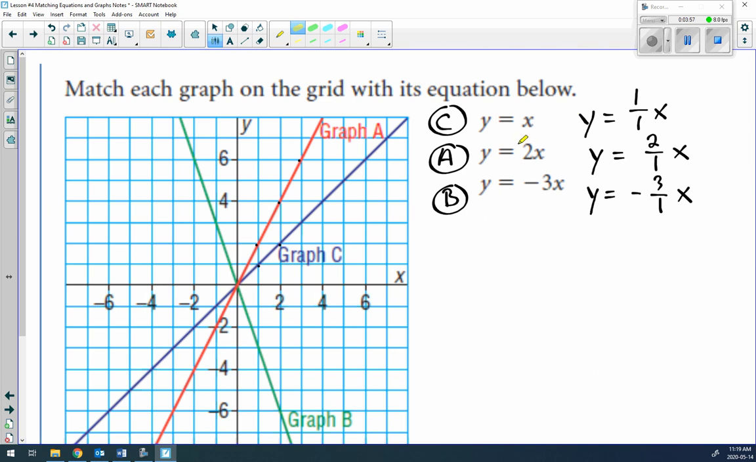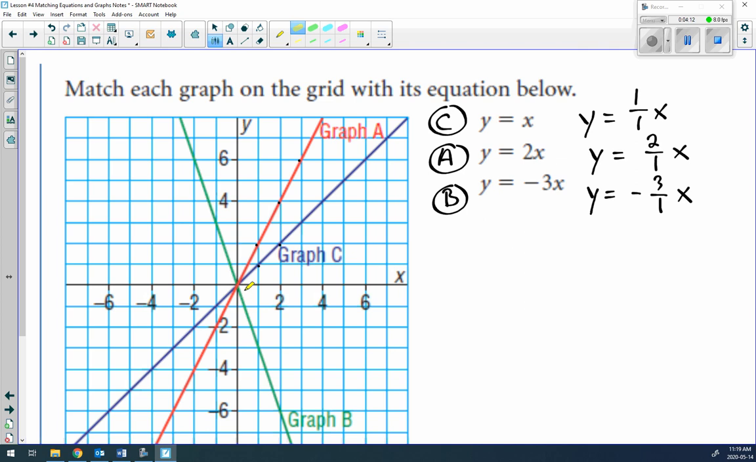But let's talk about the slopes. In front of this x is 1, so 1 over 1, positive slope. This one is 2, so that's 2 over 1, positive slope. This one's negative 3, so negative 3 over 1, negative slope. You can see right away that the negative slope is the green one in this case, for graph B.